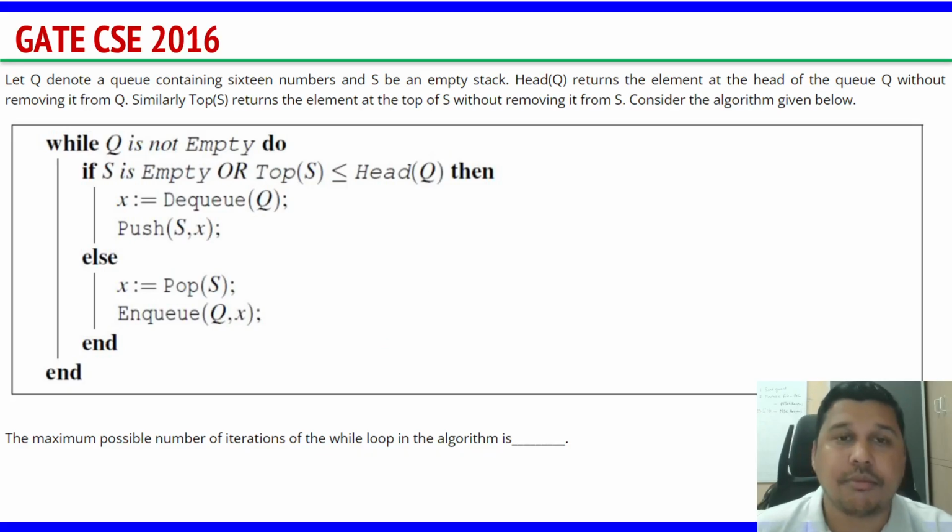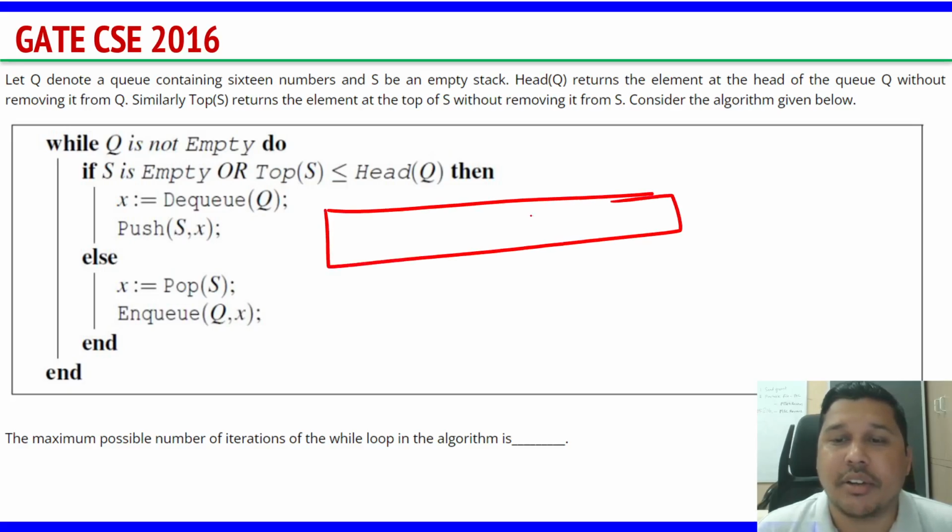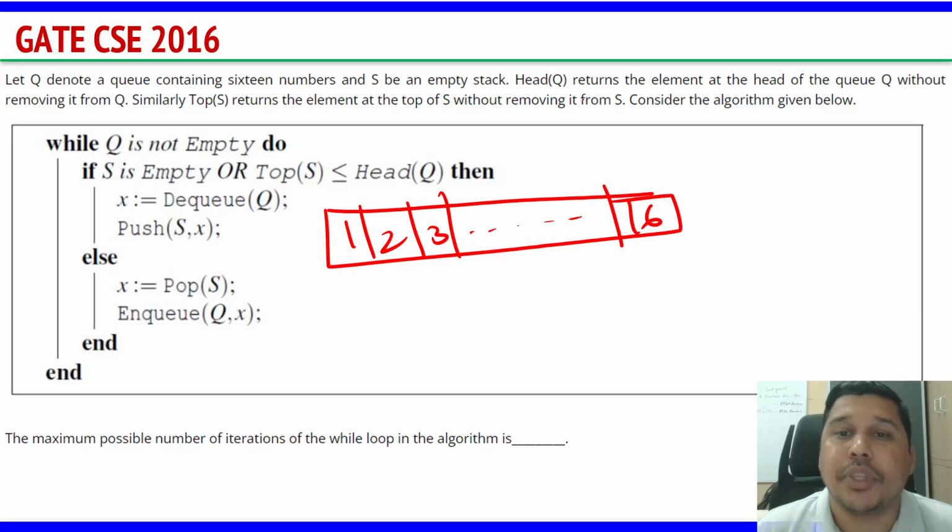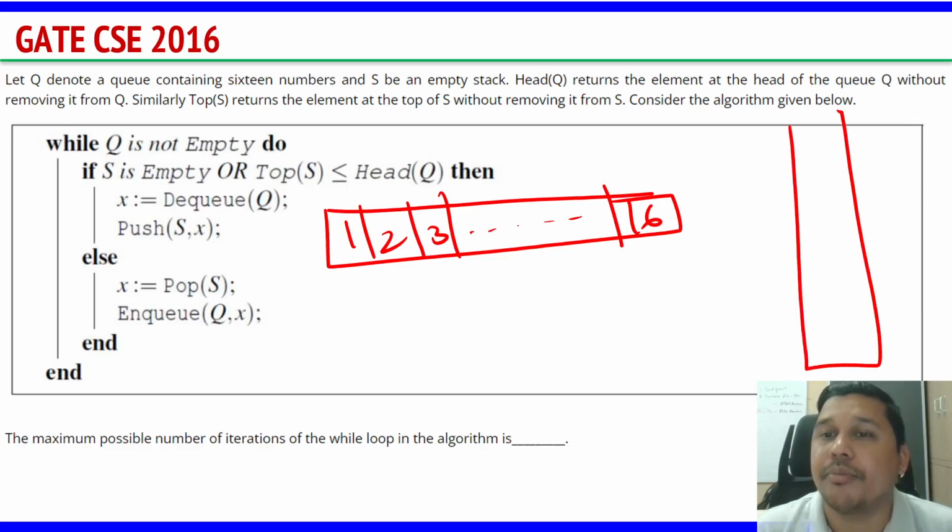Let's discuss the solution for this. See, they're asking the maximum possible number of iterations. Let's take case 1. I have a queue with elements 1 to 16. 1, 2, 3, and so on till 16. And the stack is currently empty. Queue is not empty. Yes. If S is empty, true. This is satisfied. X equals dequeue of this queue, means 1 is deleted from here.